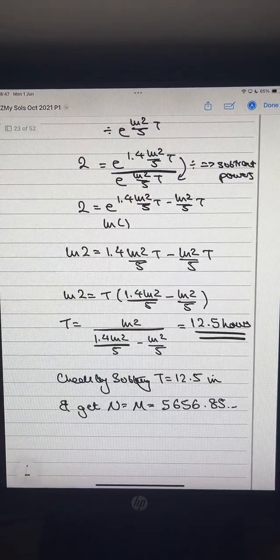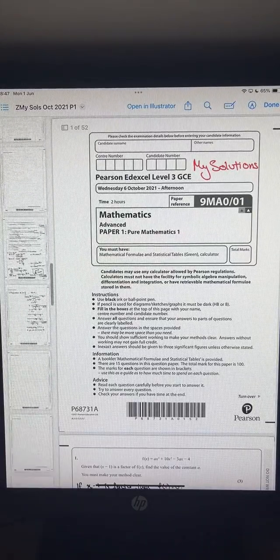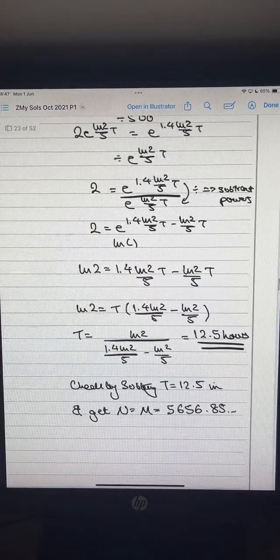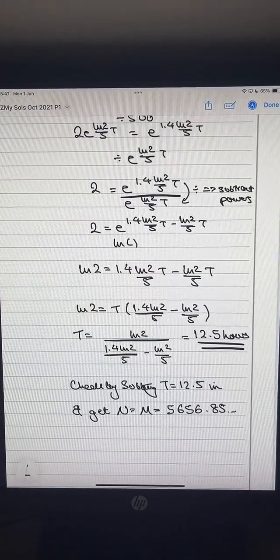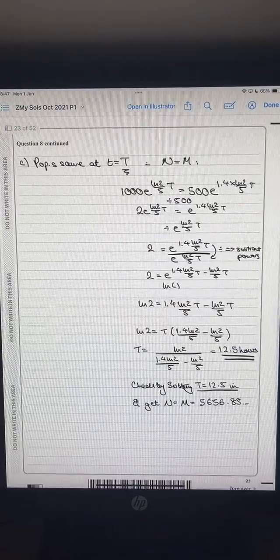So then you get a value of 12.5 hours. Why does it keep doing this? Apologies, guys. Okay, cool. So we can check our value by subbing in t equals 12.5 into N and M, and we should get 5656.85 in both. So indeed, the population at t equals 12.5 for N and M are the same.